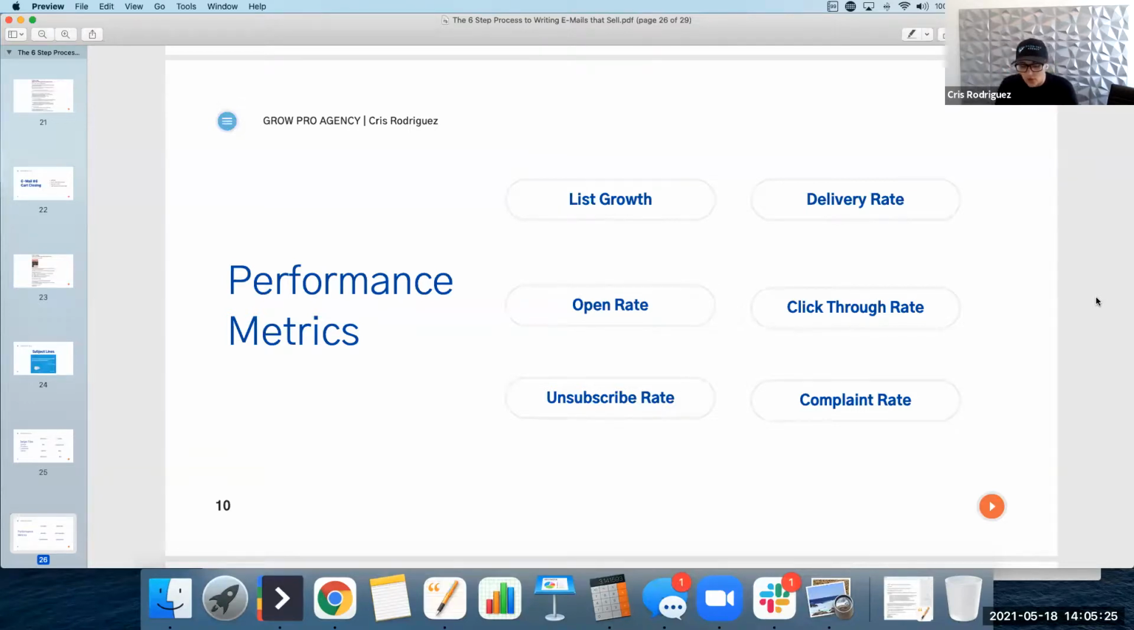Your unsubscribe rate is people that unsubscribe, and I wouldn't get too upset about it, guys. Those are people that just don't want to be on your list anymore, and they're not going to affect the deliverability. The complaint rate is another aspect that could affect your deliverability. This is basically the percent of emails that are marked as spam. So if you have people that are consistently marking your emails as spam, then your complaint rate will increase, and that can ultimately hurt your deliverability.